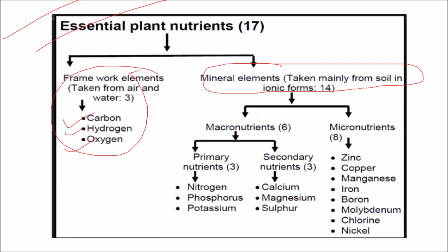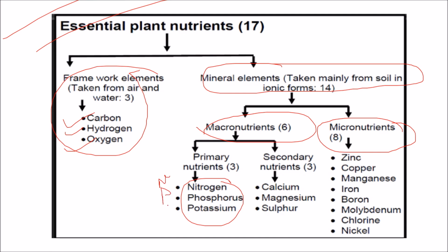There are 14 basic elements here, which can be divided into two categories. One is the macronutrient, and the other one is the micronutrient. Macronutrients are further divided into two basic categories. One is the primary nutrients. They are required very majorly for all the related activities in the plants, like NPK, which is nitrogen, phosphorus, and potassium. Then we have secondary nutrients, which are not as important as primary nutrients, but are macro.